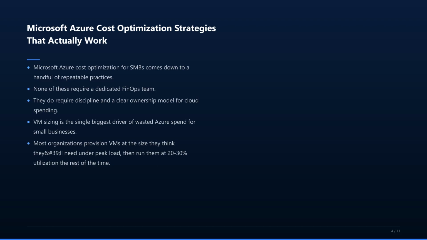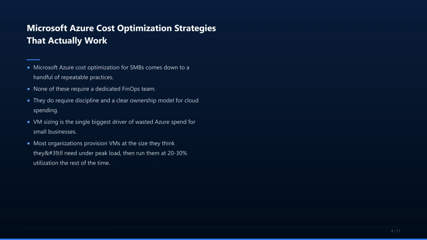Use spot instances for interruptible workloads. Azure Spot VMs offer discounts up to 90% off pay-as-you-go rates for workloads that can tolerate interruptions. Batch processing, rendering jobs, data transformation pipelines, and non-critical analytics all fit well here. Spot instances aren't right for production web apps or databases, but for background jobs they're a practical cost lever.